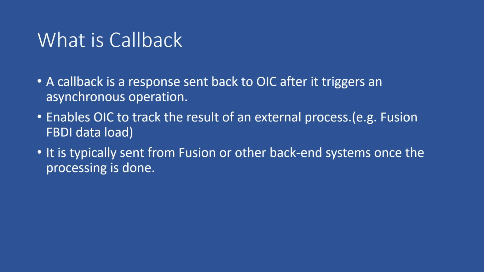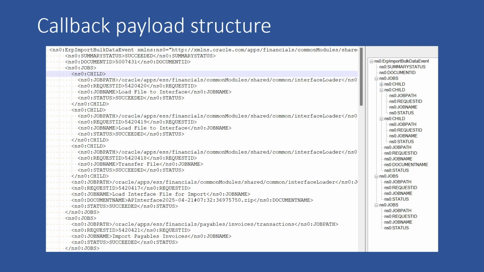and it's typically sent from Fusion. Of course, FBDI happens in Fusion, so we receive the feedback from Fusion, but it can also be used for other backend systems once the processing is done. To talk about the callback, we need to understand what we are actually receiving from Fusion, so we need to understand the payload structure. Okay, now let's go to the OIC to have a look.